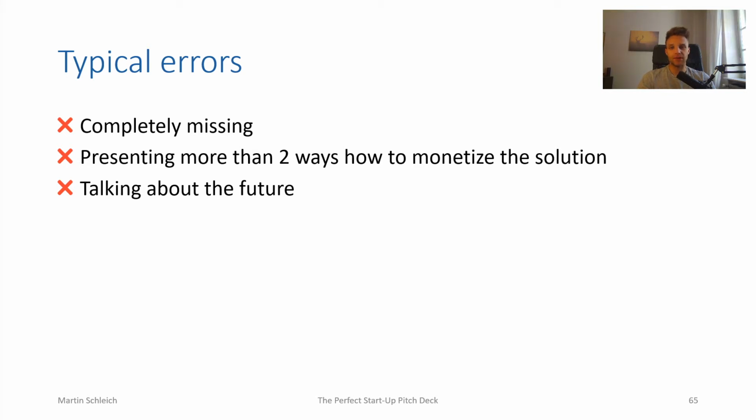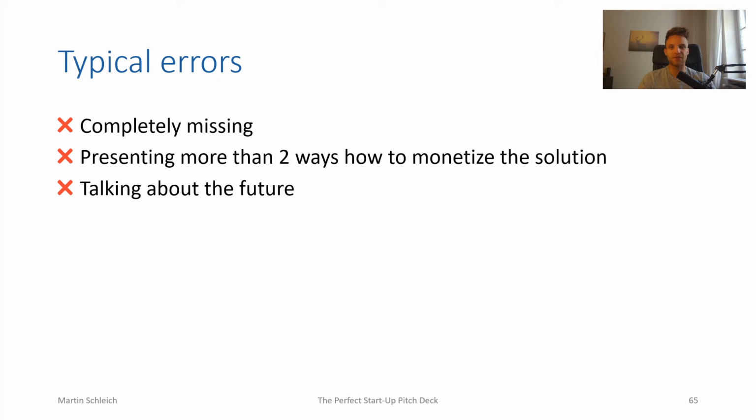Another typical error is that people present more than two ways on how they want to monetize their solution. And as I said before, you can combine business models and you can have two revenue streams. That's no problem at all. You can even have 3 or 4, but usually you have a clear focus on 1 or 2 of them. Usually in the beginning, especially as an early stage company, you have a focus on 1. And you should communicate that focus.